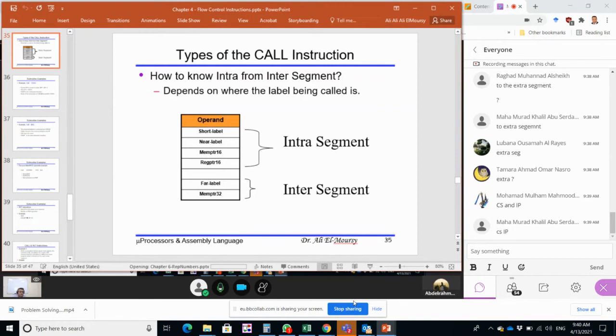So for the far jump, how many pushes does the call need to do in the stack? How many pushes? Is one push enough, or do I have to do two pushes?